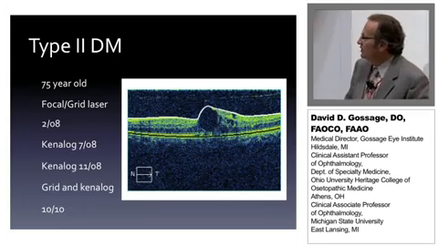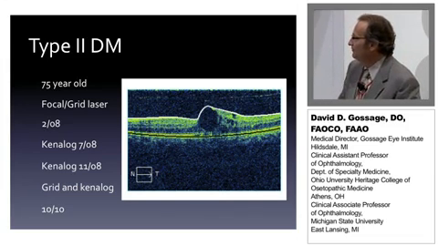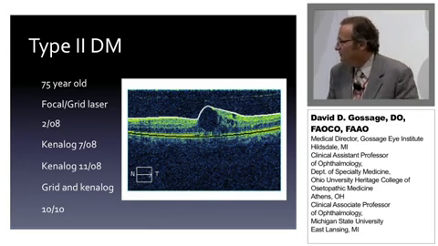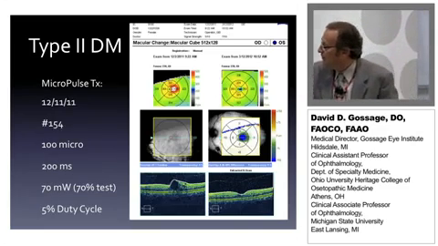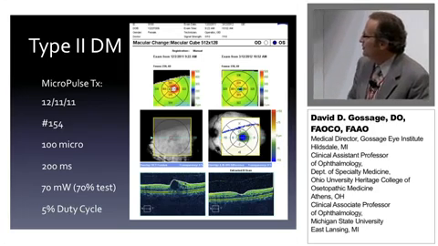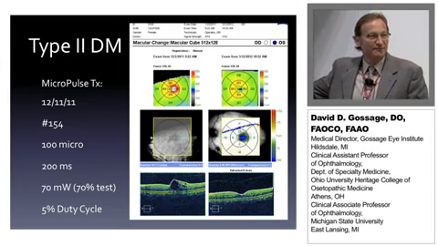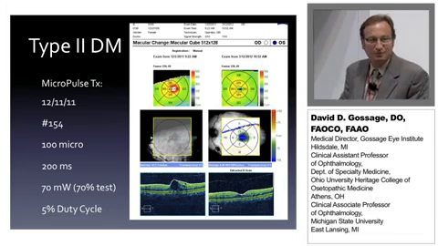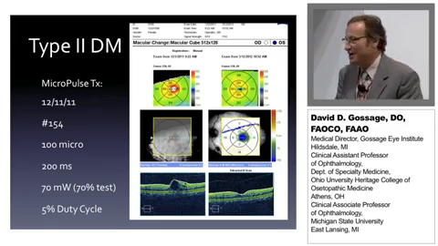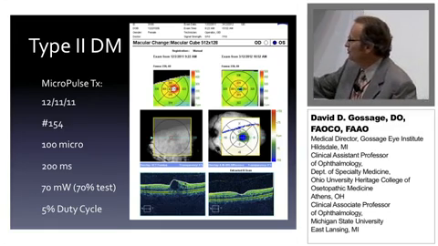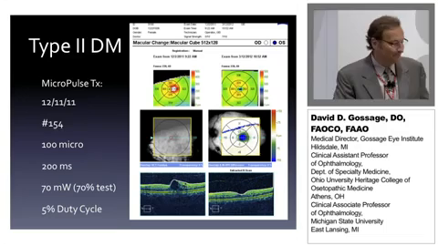Here's another patient who had type 2 diabetes, a 75-year-old who had focal grid treatment back in February of 08, had some Kenalog treatment, and also a grid combined with Kenalog. And you can see the macular edema there. This case was in December, so at that time I was using 70% power, but the interesting thing is I got an effect even at 70% of the power instead of doubling the power. I don't recommend doing that anymore. I still recommend doubling the power and using the higher power settings, but it was interesting to see that we even had an effect with that too, a pretty significant one.